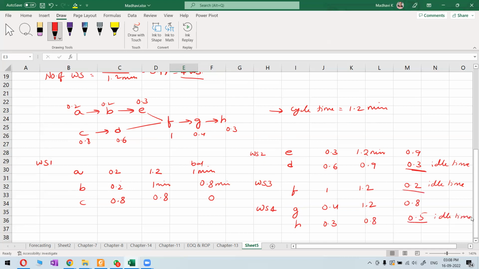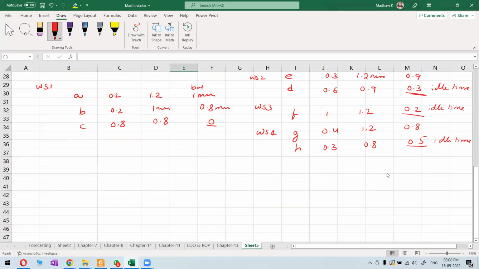So here, here, and here. So the total idle time we are going to calculate: 0 plus 0.3 plus 0.2 plus 0.5, which is equal to 1 minute. So the total idle time is 1 minute after designing all these things.